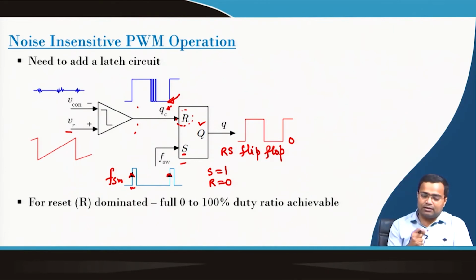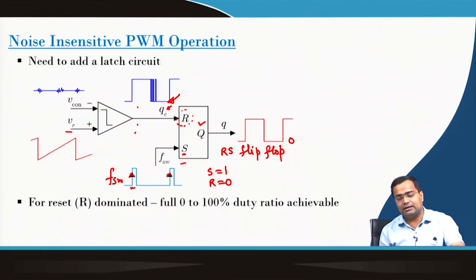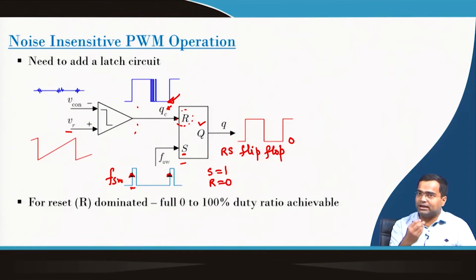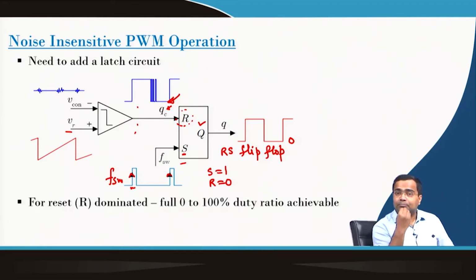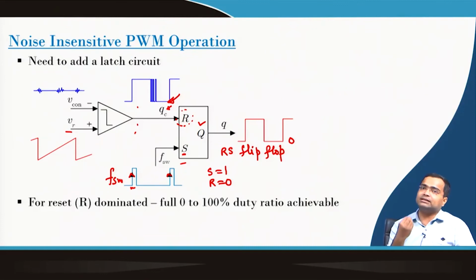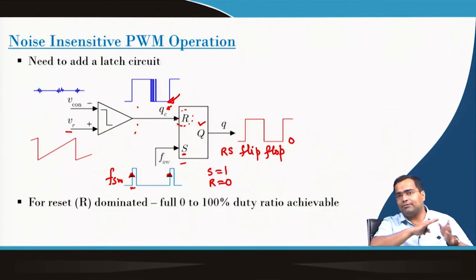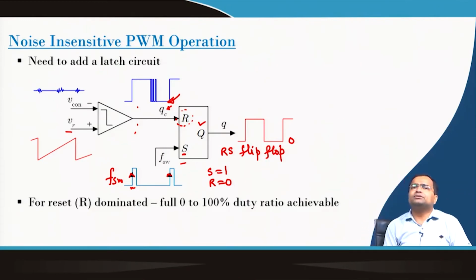So, if we make reset dominant, that means if we find that at the rising edge of the switching clock, the control voltage is lower than the reference voltage, that means the switch should be turned off, then we should use the reset signal to be dominant over set, then it will prioritize the edge of the reset rather than set. So, it will turn off, and after some time the edge of the external clock will also go, then it will remain turned off throughout the cycle. So, you can achieve 0% duty ratio.